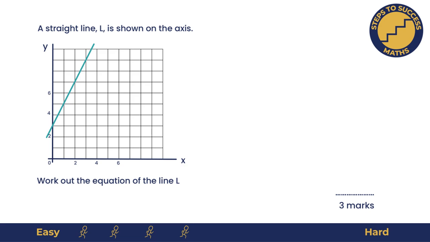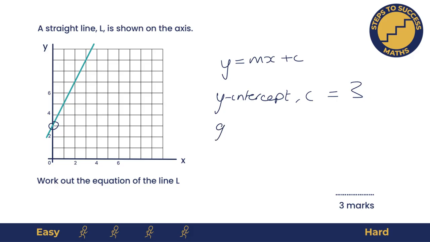A straight line L is shown on the axes. Work out the equation of the line L. So we need to use y equals mx plus c. We need to find what the gradient is and also what the y-intercept is. You can just read the y-intercept off the graph. It's where it crosses the y-axis. So looking at the scale, you can see that's at 3. So y equals mx plus 3. Now we need to work out the gradient.